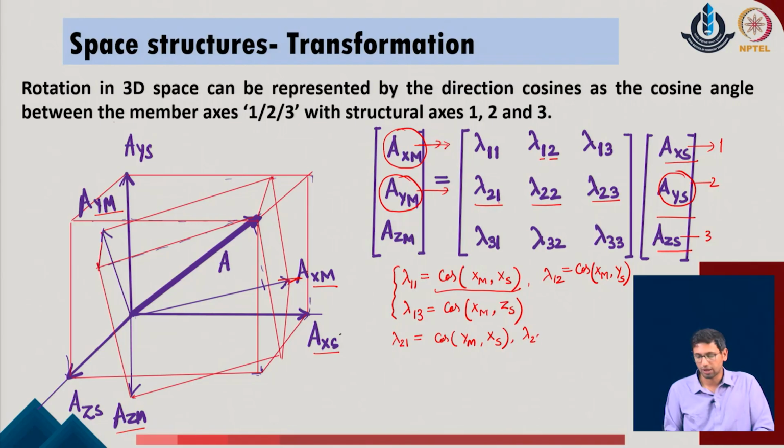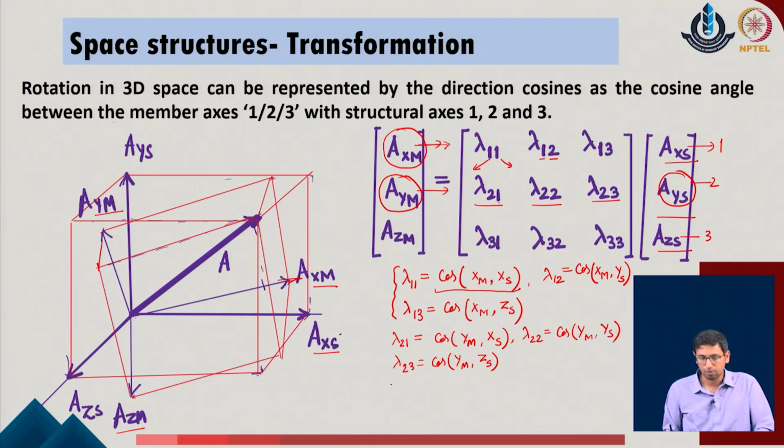Similarly, lambda of 2 2 I can define as cosine angle between y of m and y of s in the given system. Lambda of 2 3 can be defined as cosine angle between y of m and z of s in the given system. So, typically we can always understand that the first subscript is referring to the new coordinate and the second one is referring to the old coordinate of the given system, and that gives a very nice basis to identify the direction cosines of the system, and in general the transformation matrices.